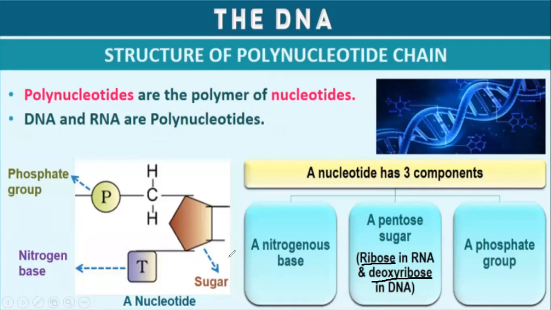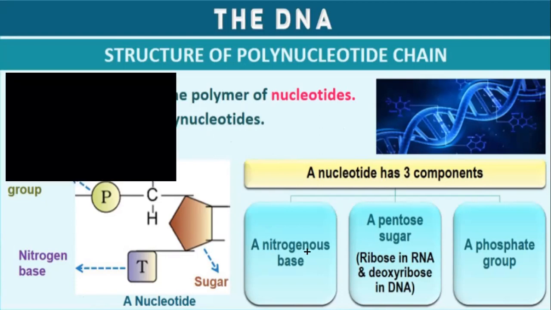The pentose sugar in RNA is ribose sugar, and the pentose sugar in DNA is deoxyribose sugar. Compared to ribose, deoxyribose has less reactivity.